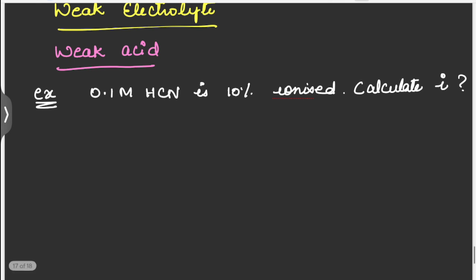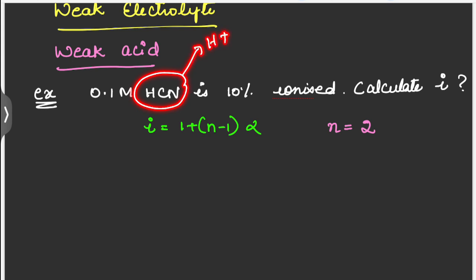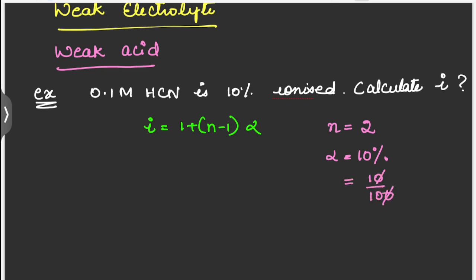The same formula we are going to use. Write the formula i is equal to 1 plus (n minus 1) into alpha. Now write here the value of n. The value of n will be equal to 2. Why is it equal to 2? Because HCN is going to break to form H plus ion and CN minus ion. So totally how many ions are there? 1 and 2. So there are 2 ions formed. And what is alpha here? Alpha is equal to 10%. The degree of dissociation is 10%. So 10% means it is 10 by 100. So 10, 10 will get cancelled. 1 by 10 is nothing but 0.1.